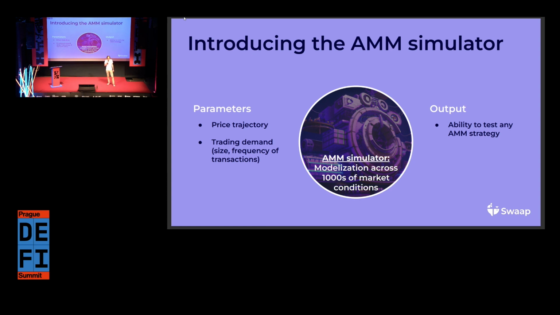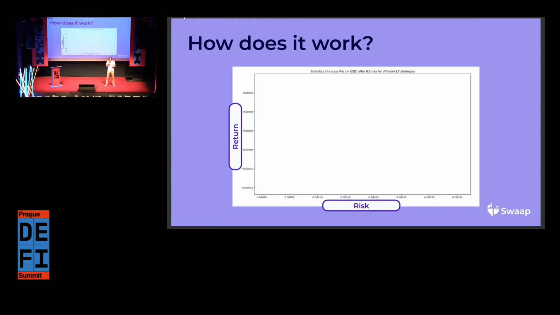So how does the simulator work? Essentially, we have some inputs which encompass thousands of market conditions, so different price trajectories. And then we input a trading demand. The trading demand is essentially hypotheses around the size and the frequency of trades that happen during the time period that we measure. And by using those inputs, we're able to test AMM strategies across thousands of market conditions.